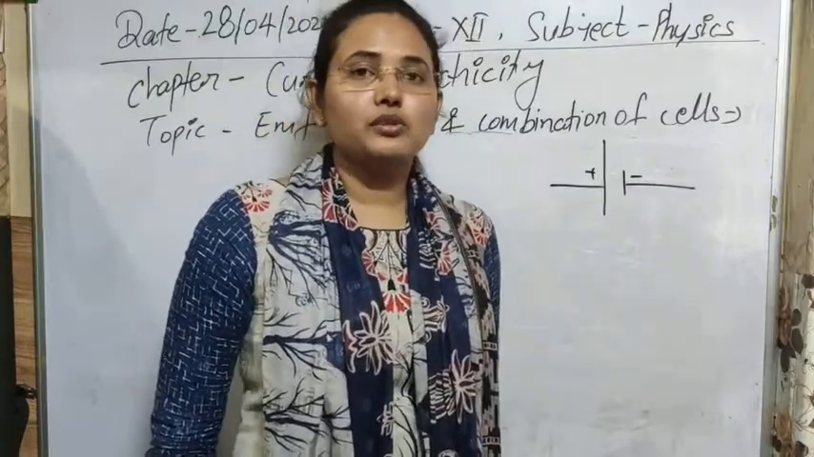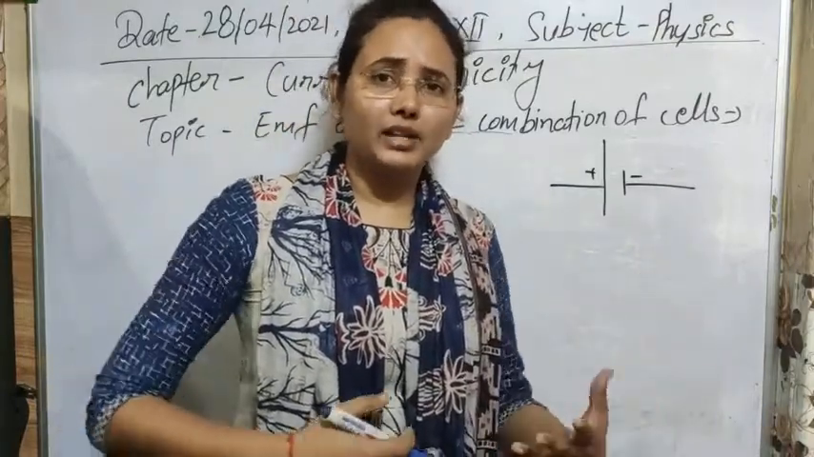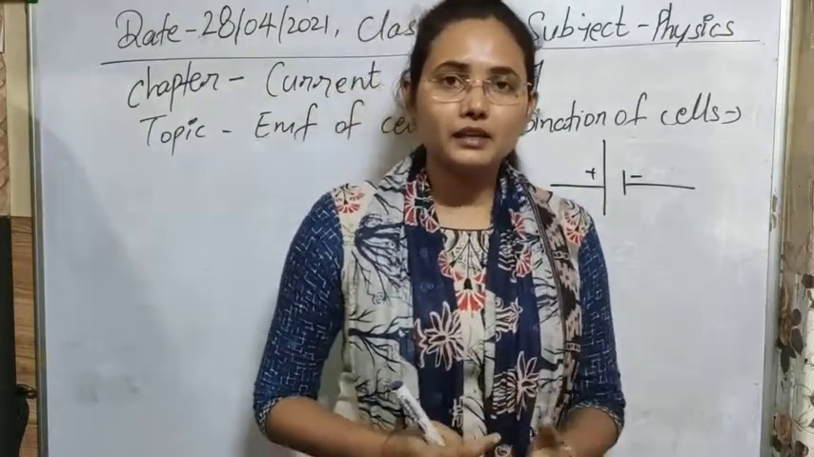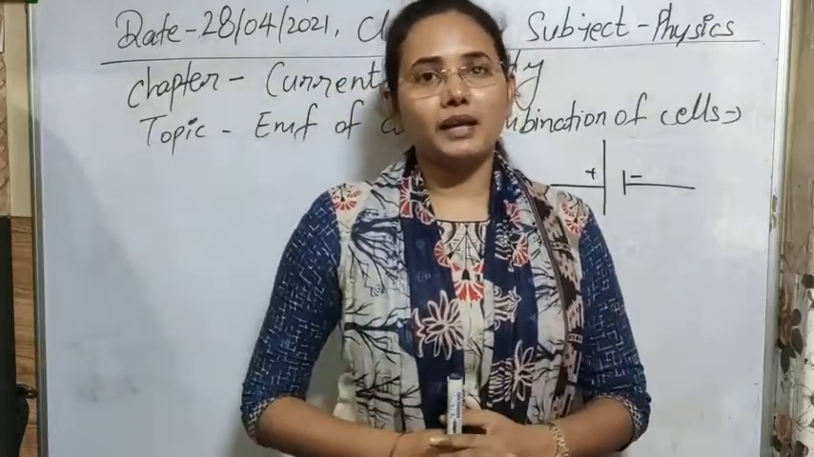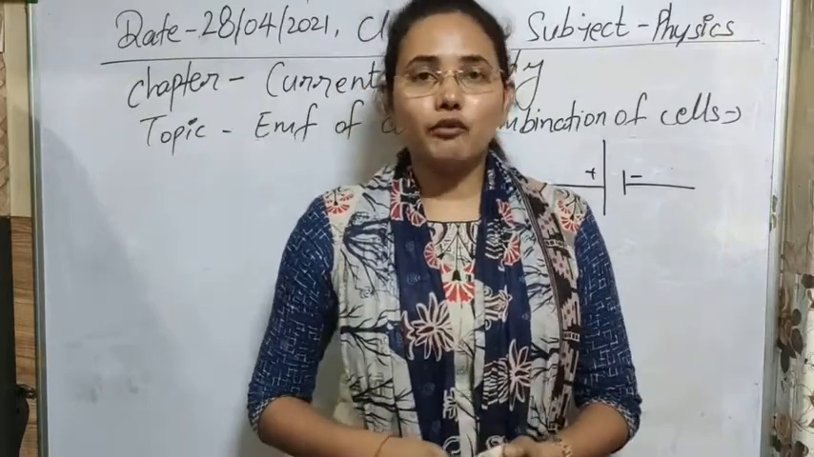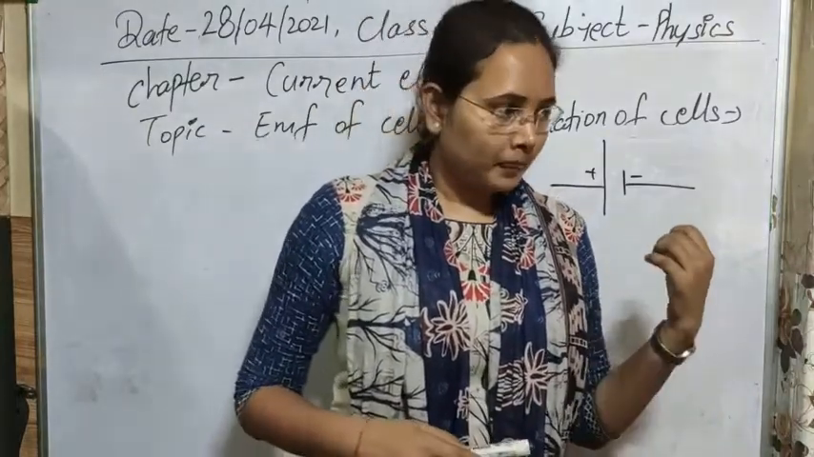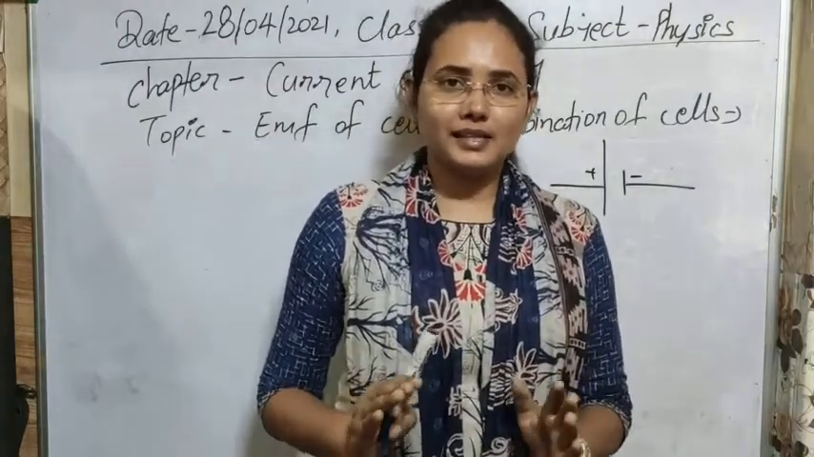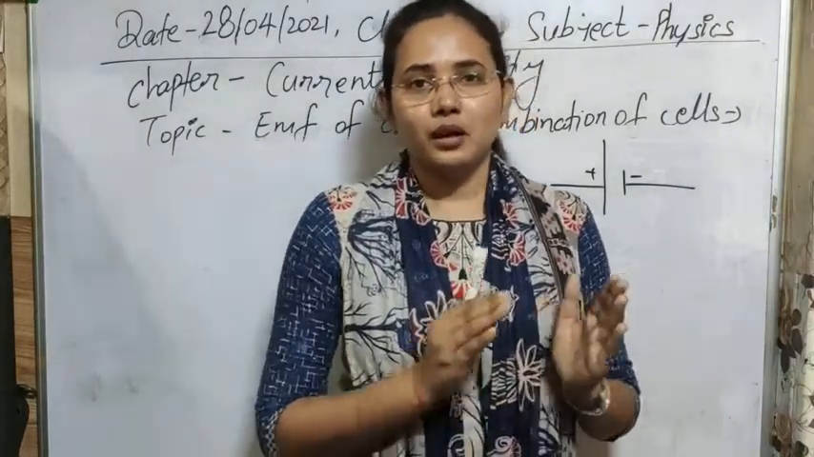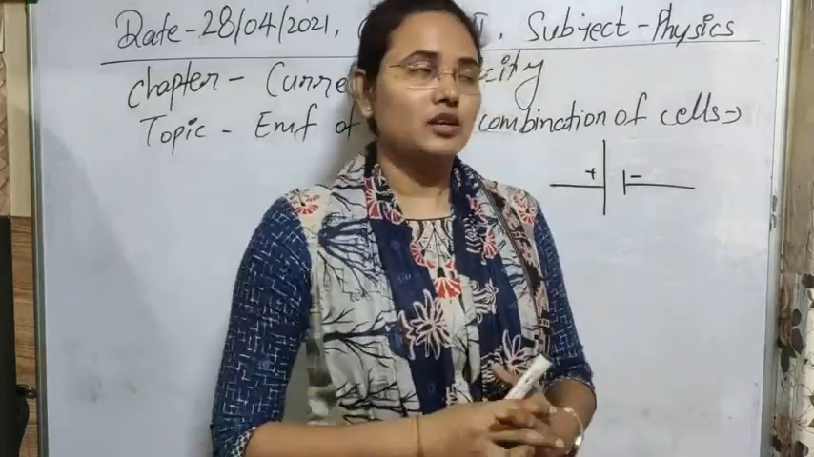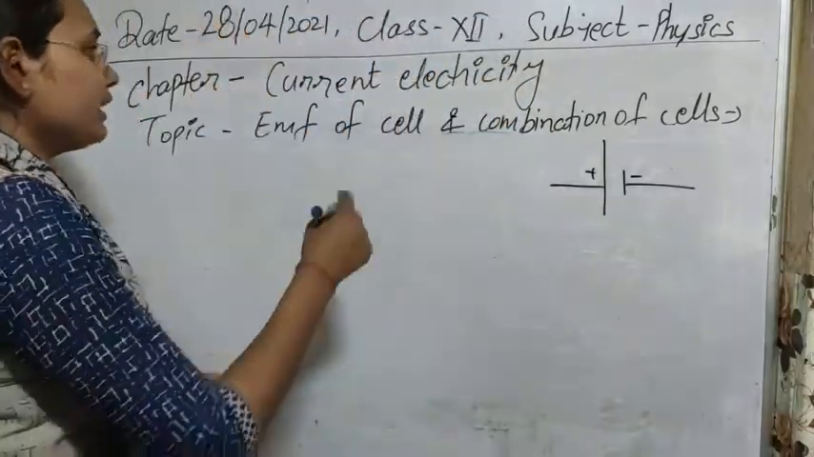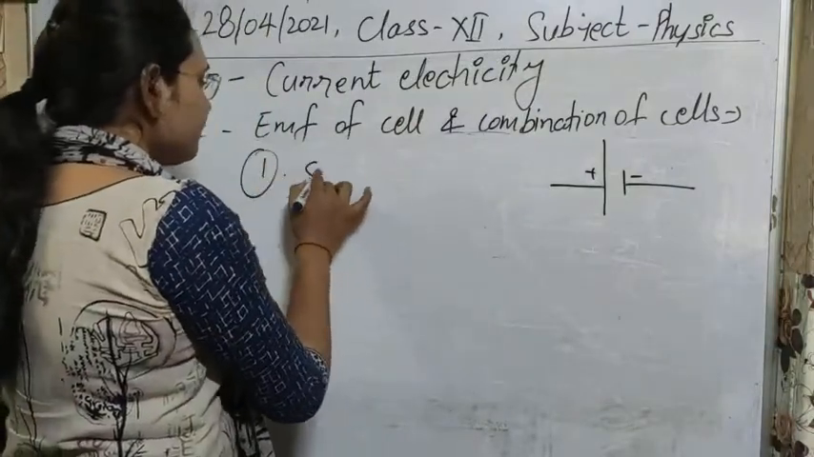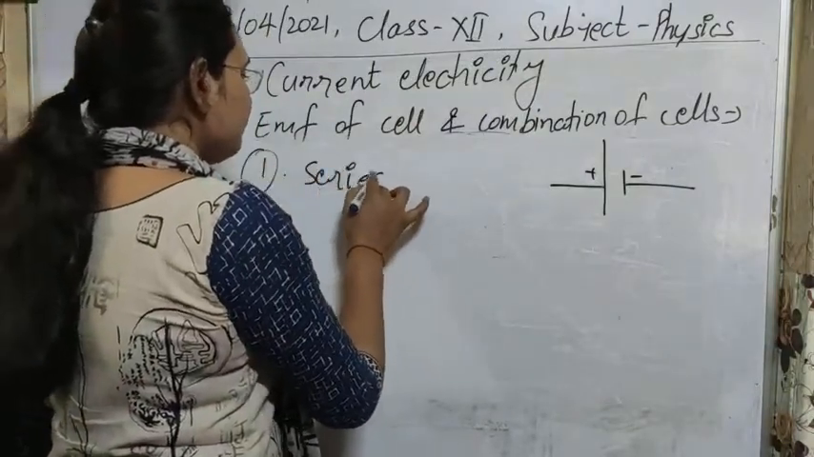Now suppose we have a number of cells that have different EMF and different internal resistances, and if we are combining them, then what will be their equivalent EMF or equivalent resistance? This is just like the case we have discussed in terms of capacitance and resistances. So this is combination of cells, and we can again combine cells in two ways. First in series, and second in parallel.